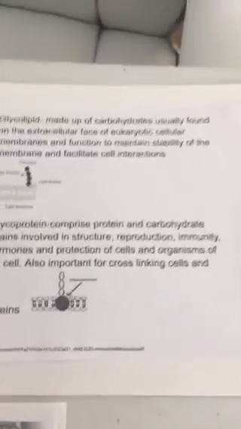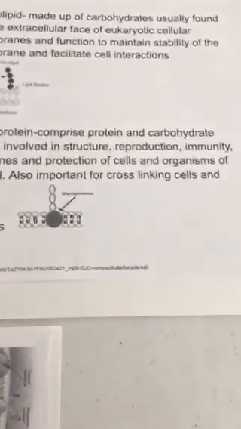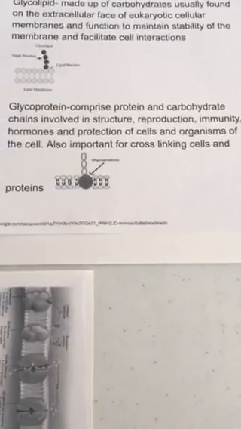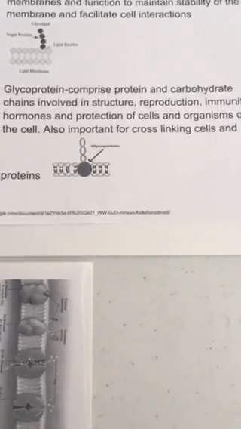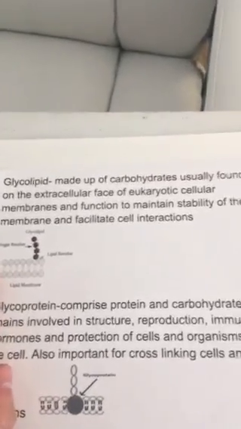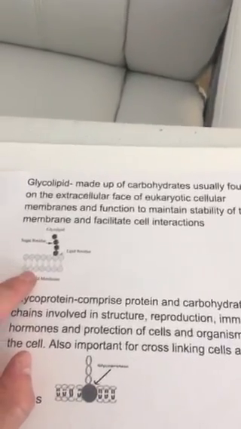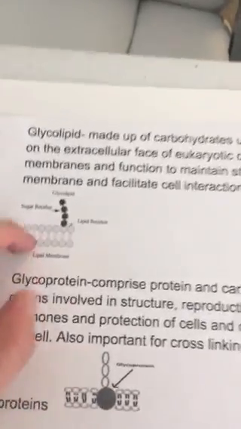Here we have one additional protein, which is the glycoprotein, a protein and carbohydrate chain involved in structure, reproduction, immunity, hormones, and protection of cells and organisms. Also important for cross-linked cells and proteins. And then we have a little subsection, glycolipid, made of carbohydrates, usually found on the extracellular face of the eukaryotic cellular membrane, and function to maintain stability of the membrane and facilitate cell interaction.